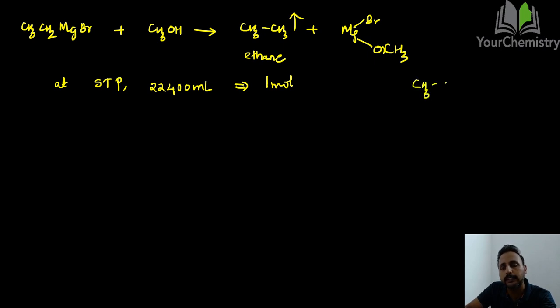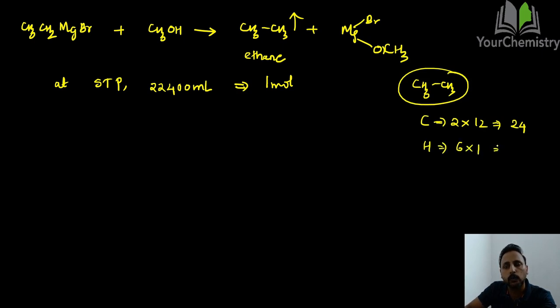What is the weight of 1 mole of ethane? How many carbon atoms are there? 2, so 2 into 12, 24. And how many hydrogens? 6, so 6 into 1, 6. Total 30. That means if 1 mole of ethane gas is produced, its weight is going to be 30 grams. And how much volume is it going to occupy?